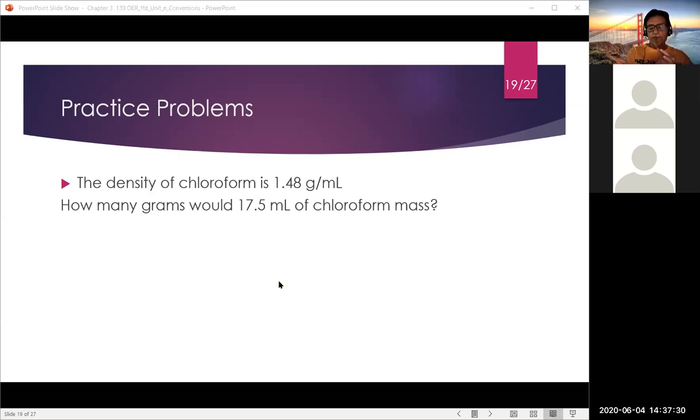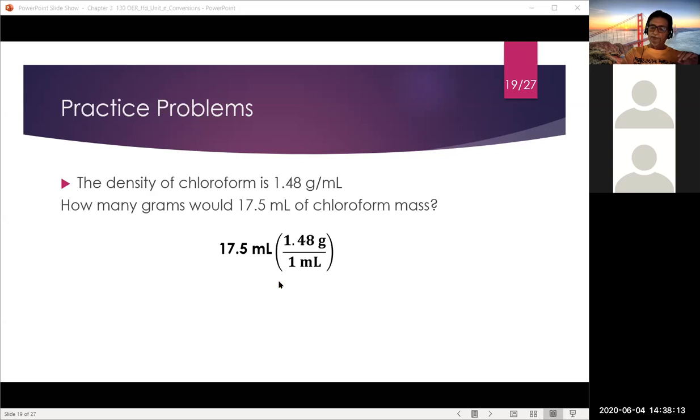The density is a pretty good physical property to have. Why? Because if you have a balance to weigh the chemical, and if you know the density, but you have a way to measure its volume if it's a liquid, once you know the volume, you know the weight based on the density. So we write down what we're given, 17.5 milliliters. Our conversion factor is 1.48 grams per milliliter, but no, not here. We want the milliliters in the denominator. Why? Because we want milliliters to cancel out.